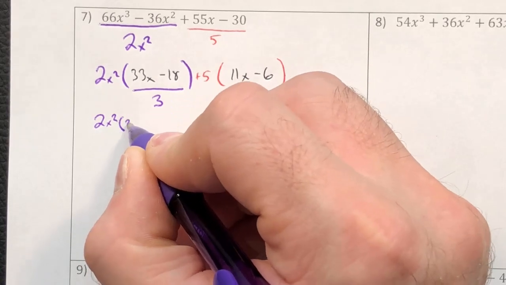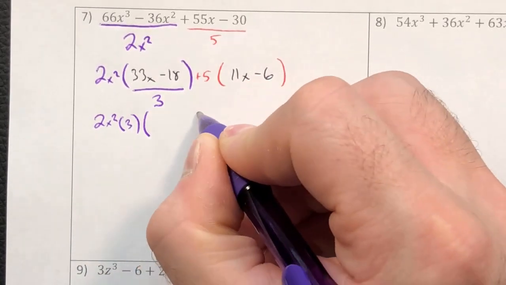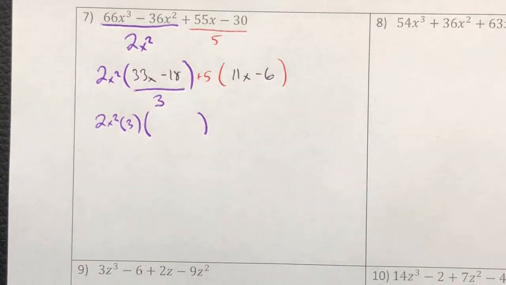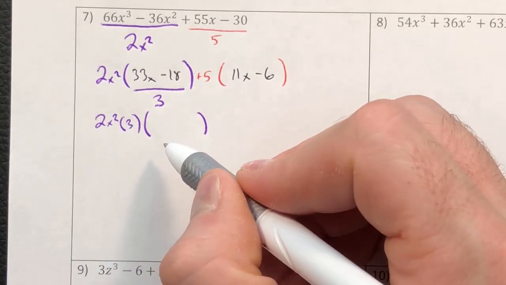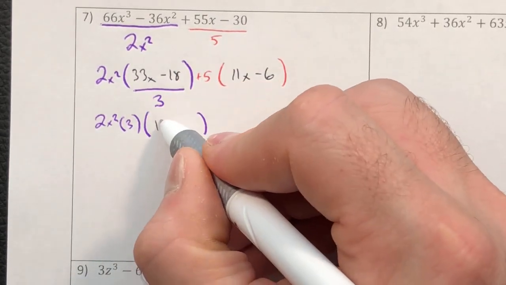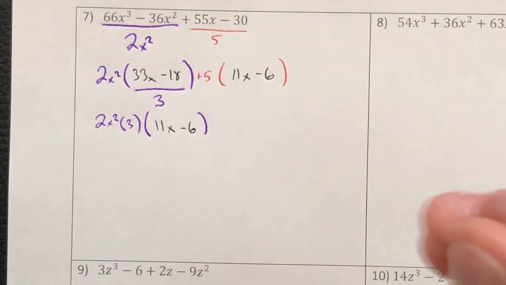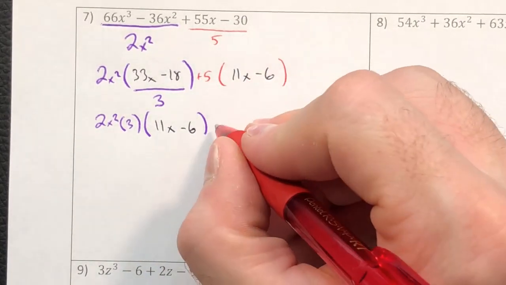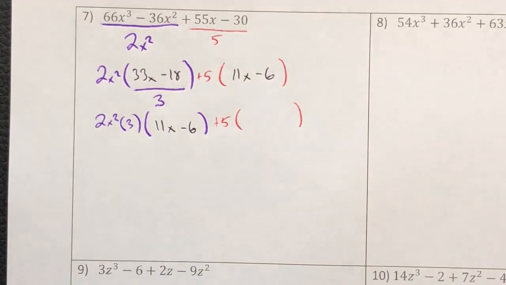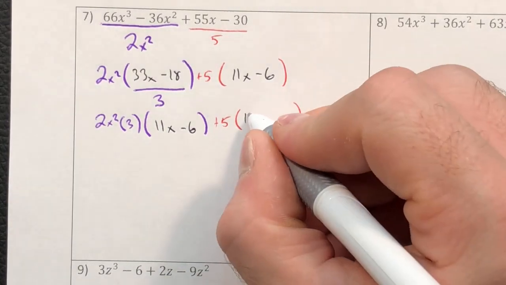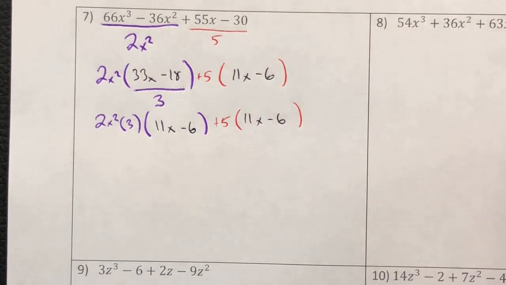which means I'll have my 2x squared, but now I'll also be multiplying it by 3. And let's see what we have left. So I've pulled out the 3. It's shown up over here now. And I'm left with 11x minus 6. Ooh, and that's good news for us because, lo and behold, the expression over here is also 11x minus 6.